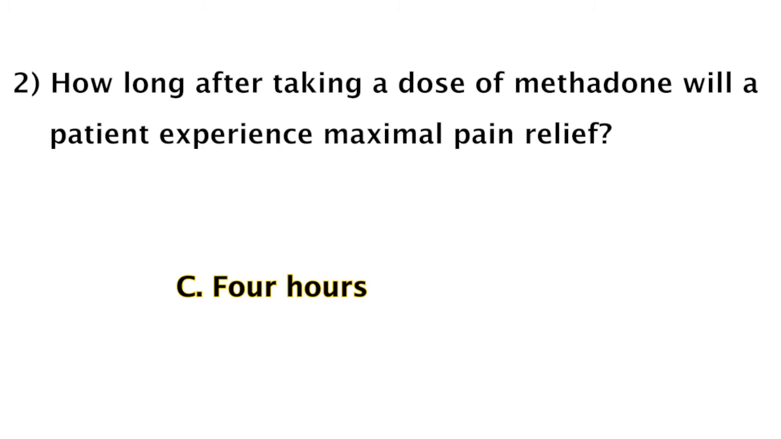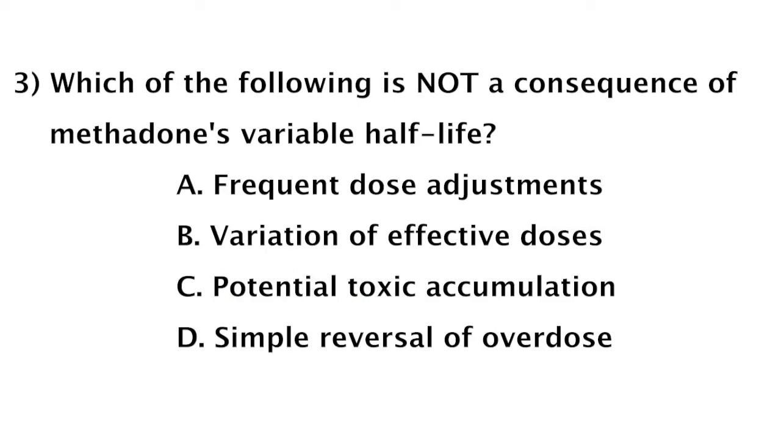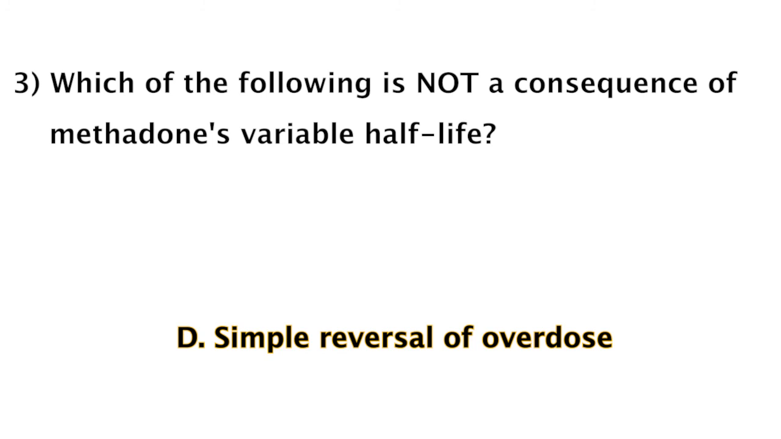That's right, 4 hours, so not nearly as quickly as some of the other ones. However, makes it easier to do a more long-term dose every 12 hours or so. Number 3, which of the following is not a consequence of methadone's variable half-life? Frequent dose adjustments, variation of effective doses, potential toxic accumulation, or simple reversal of overdose. Right, there's no way to simply or easily reverse methadone overdose.